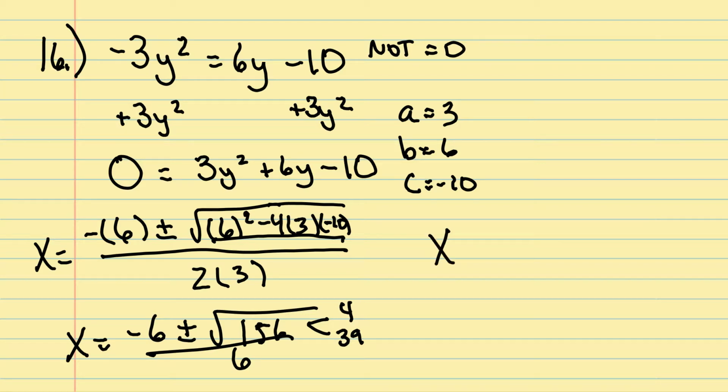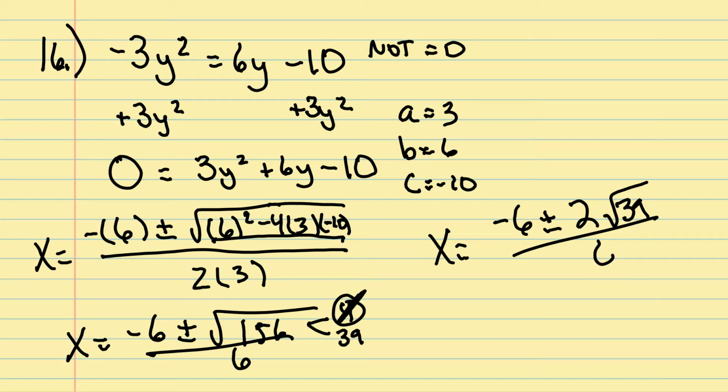So my final answer is x equals negative 6 plus or minus. The 4 turns into 2. So that 4 turned into 2. Square root of 39 all over 6. Once again, 6 cannot divide by 2. Alright? So it doesn't matter that 6 can divide by 6.